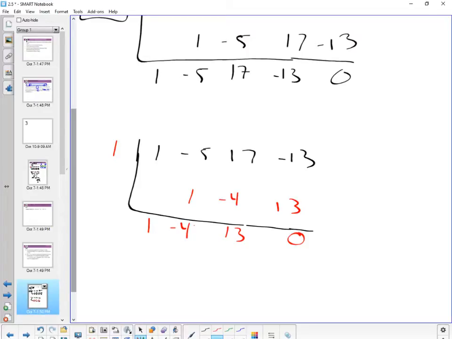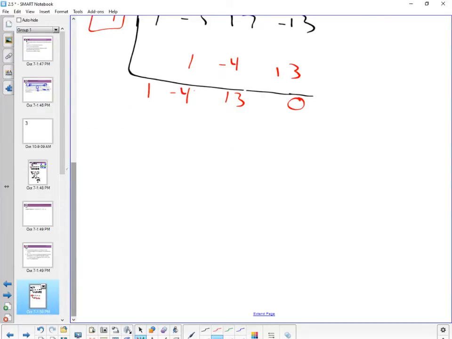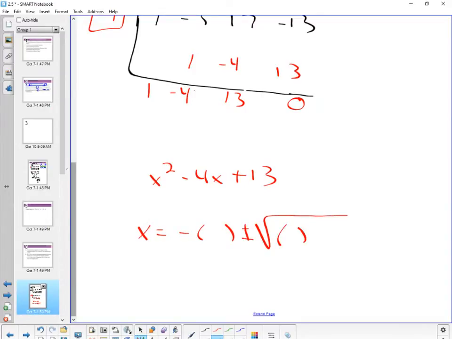I was thinking, why do we have too few options? Well, duplicity. So now we have x equals 1 twice. What is this now, a quadratic? So now this is x squared minus 4x plus 13. Is that factorable? No, but we can throw that into the quadratic formula. So x equals opposite b plus or minus square root of b squared minus 4ac all over 2a.